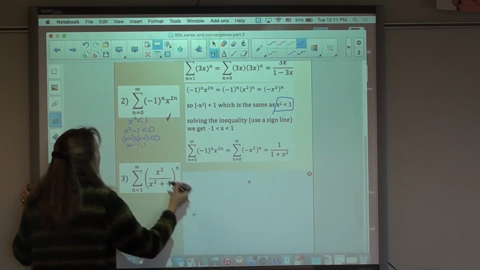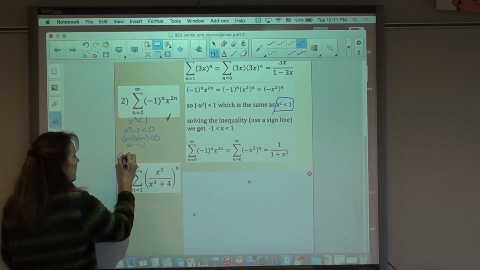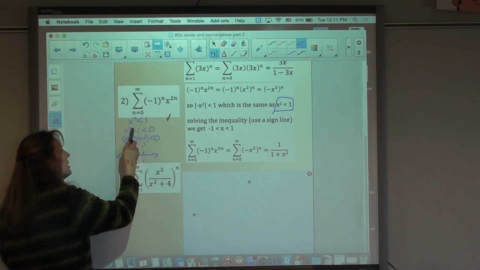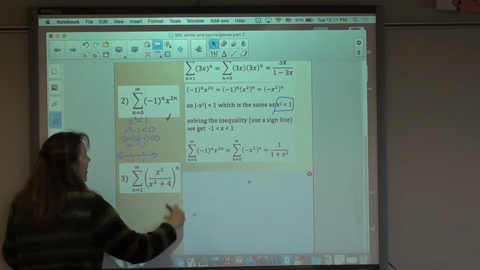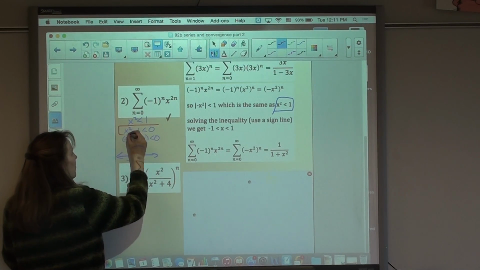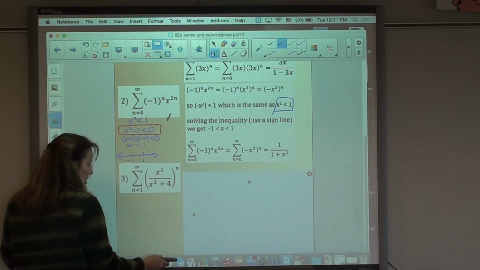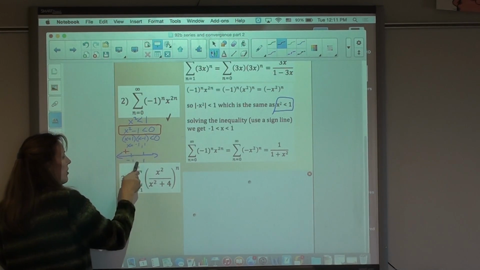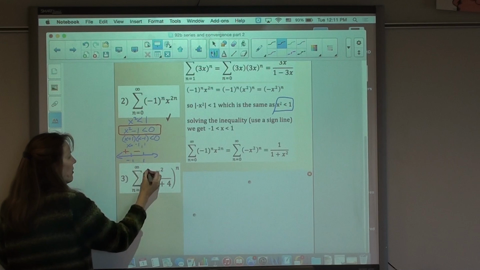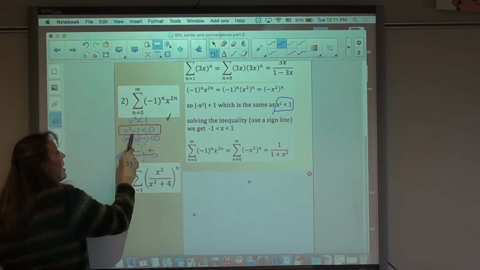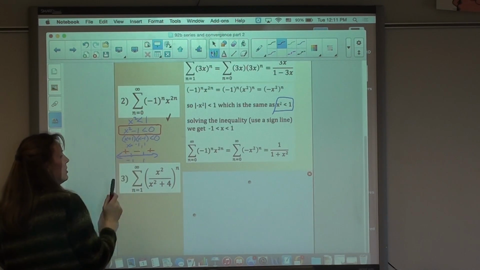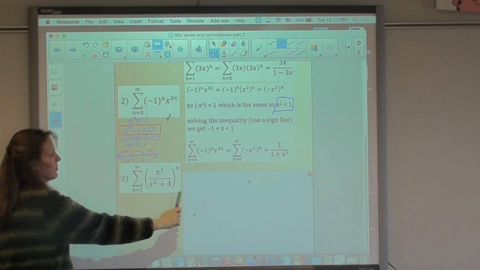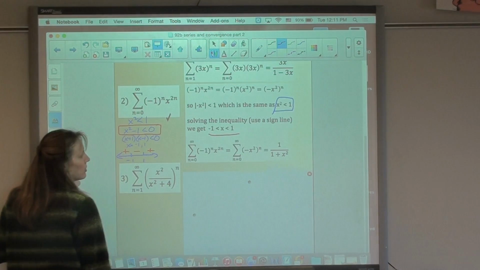Alright, so now we make a sign line. -1, 1. You're plugging into the one where you have the inequality in terms of 0. So if I plug a -10 in, I get 100 minus 1, which is positive. If I plug a 0 in, I get -1, which is negative. If I plug a 10 in, I get a positive. I want to know where this is less than 0. That would be where you have a negative on your sign line. And so it's from -1 to 1.